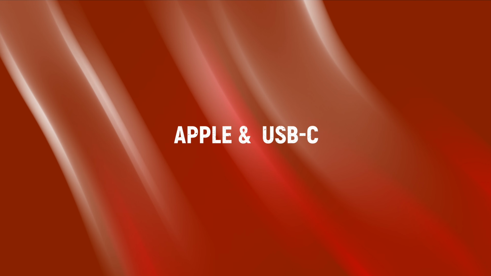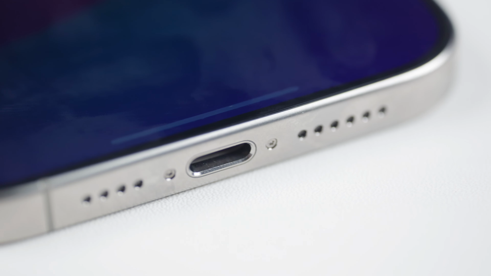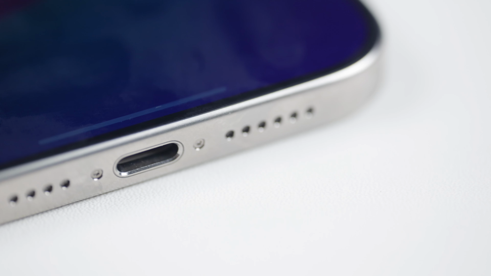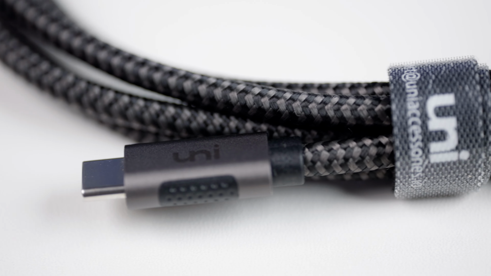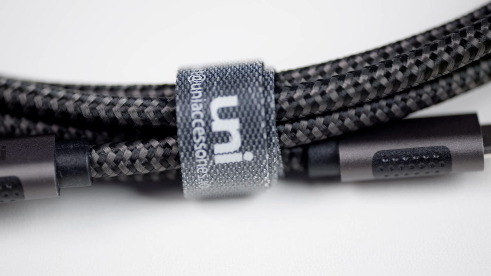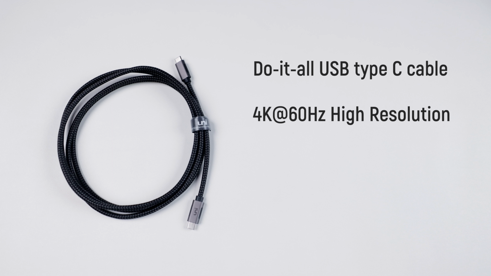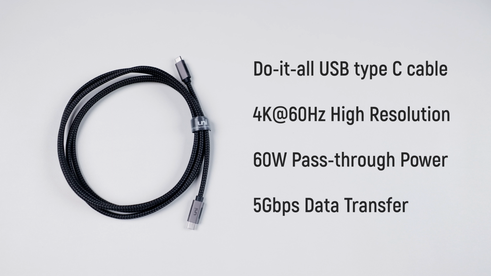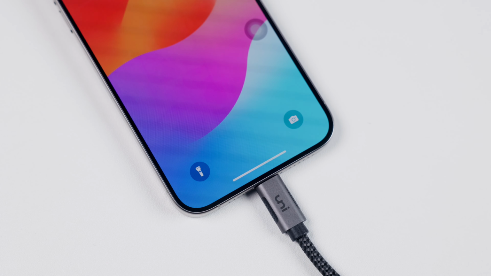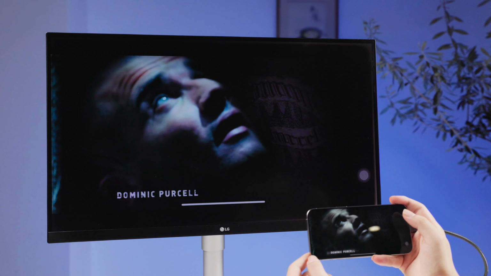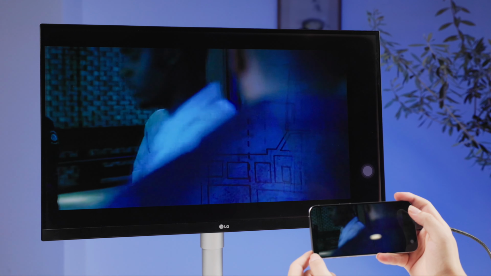iPhone 15 Pro Max replaces Lightning with a Type-C port, and the Pro series uses USB 3, which supports a maximum transmission speed of 10 Gbps. Here is the Uni Unlimited USB-C to USB-C video cable. Do-it-all USB Type-C cable powered by 4K at 60Hz high resolution, 60 watts pass-through power, and 5 Gbps data transfer. If you want to choose a full-featured data cable to adapt to your new iPhone 15 Pro, don't miss it.